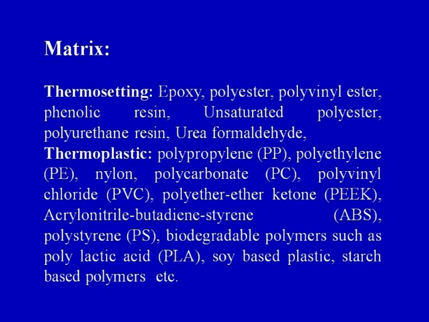Similarly, we can use some kind of thermoplastic polymers also as the raw material for processing of composite parts by compression molding process. In thermoplastics, we can use polypropylene, polyethylene, polycarbonate, polyvinyl chloride, polyether ether ketone, ABS acrylonitrile butadiene styrene, polystyrene. So, we have different types of polymers which can be used as the matrix material in order to make a composite product out of a compression molding process.